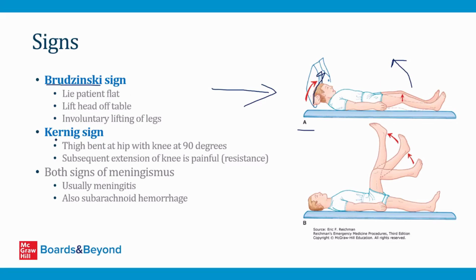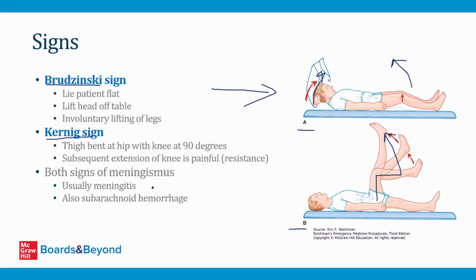The second classic sign of meningitis is Kernig sign. This is a depiction of Kernig sign here in panel B. The patient bends their thigh at the hip with the knee at 90 degrees, and then you ask them to extend their leg. When they do this, that stretches the meninges. And so if there's irritation of the meninges, this will be painful. And this is called a positive Kernig sign.